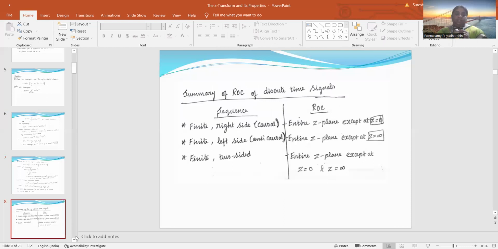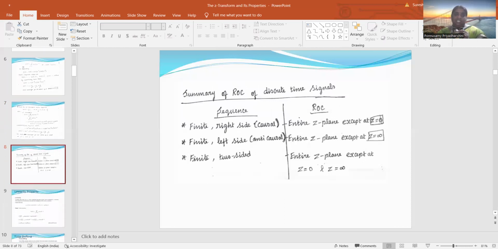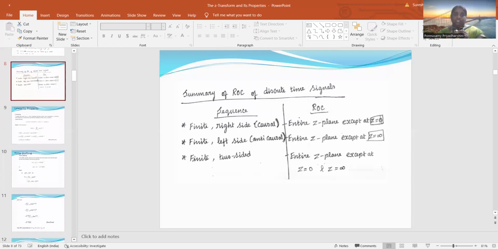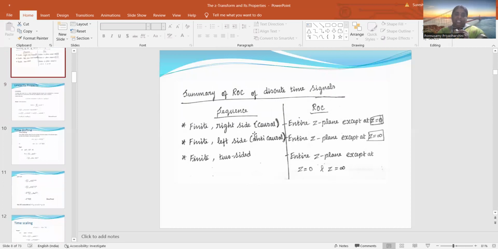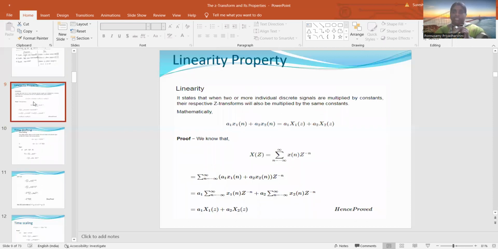So, a summary of the region of convergence for discrete-time sequences. When comparing, a finite right-hand-side, causal sequence converges for the entire z-plane except z equal to 0. A finite left-sided, anti-causal sequence converges except at z equal to infinity. And a two-sided sequence converges except at z equal to 0 and z equal to infinity. So now we are moving to the properties of the Z transform.